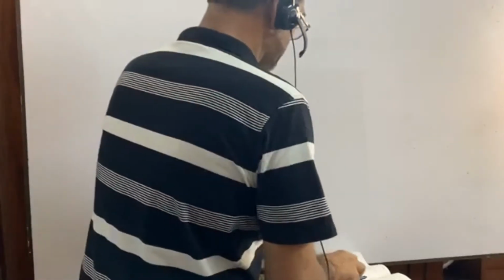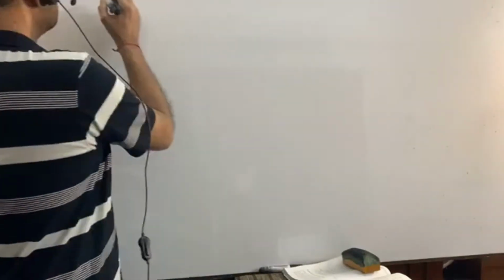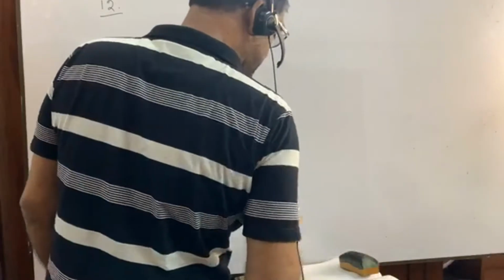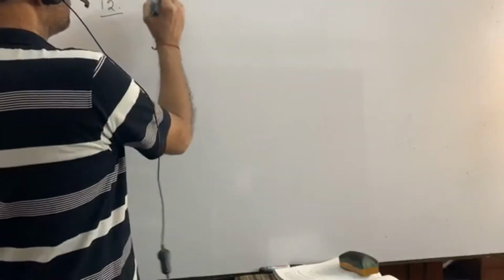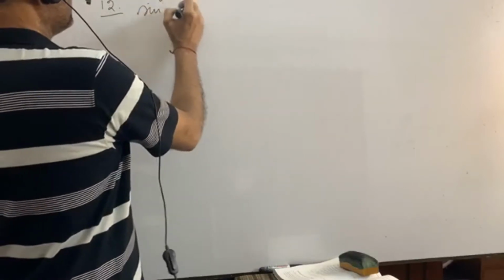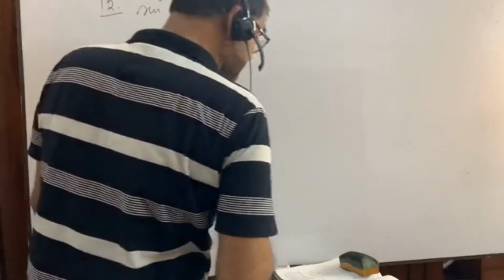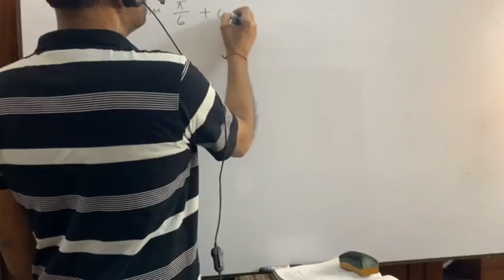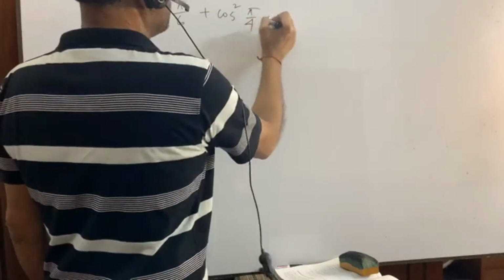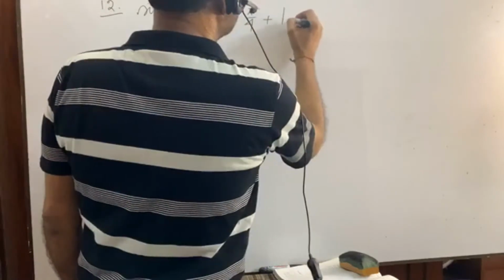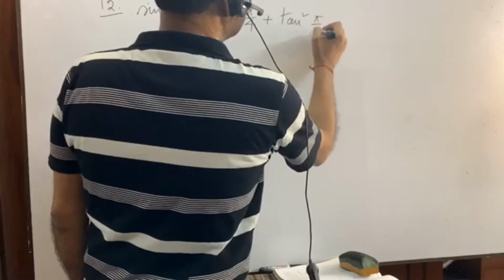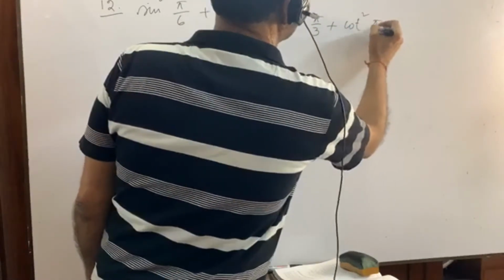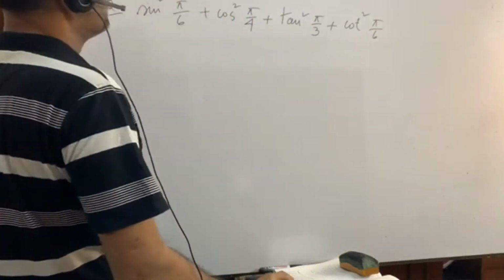Okay, now we are going to question number 12. You see what we are getting here. We have to find the value of sin square pi by 6 plus cos square pi by 4 plus tan square pi by 3 plus cot square pi by 6. Okay, this is the math to be done.